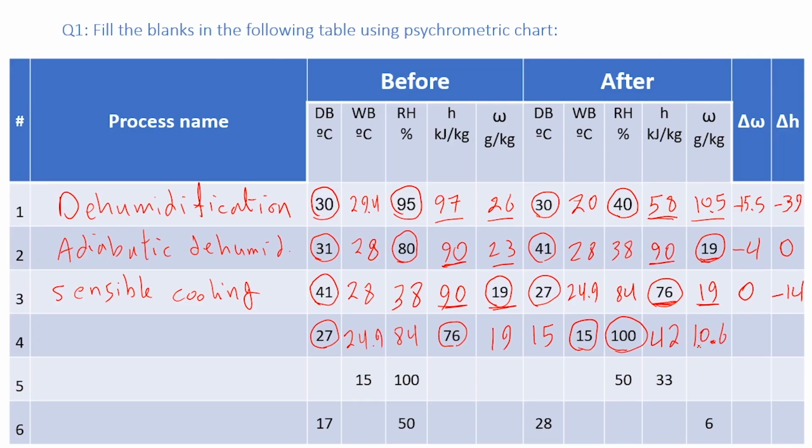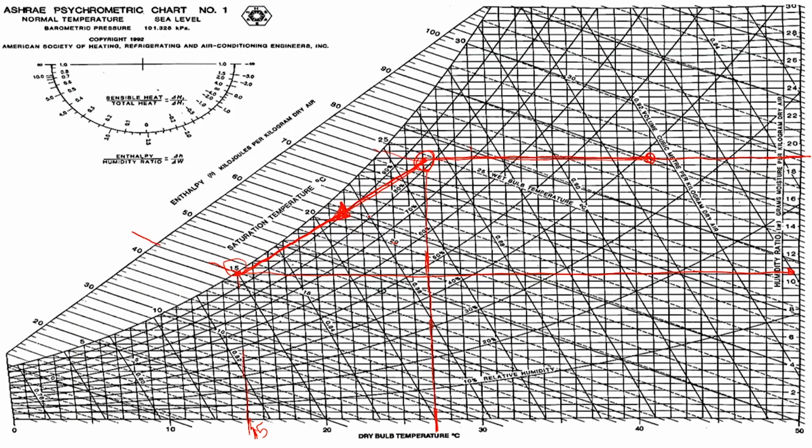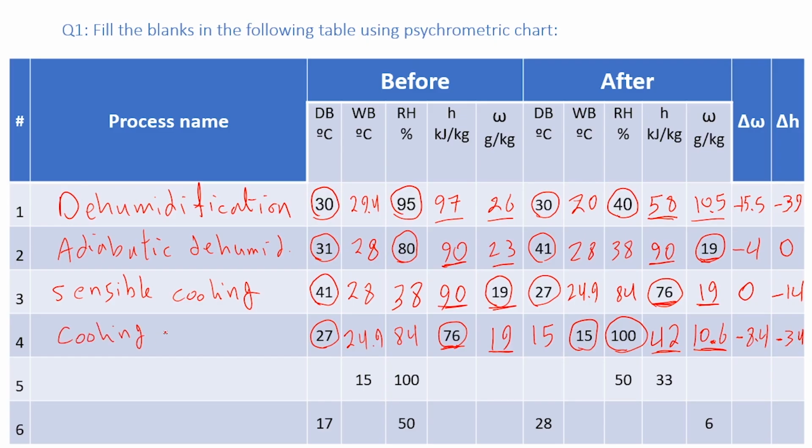So delta omega is 10.6 minus 19, which will give us minus 8.4. Delta H is 42 minus 76 will give us minus 34. So we draw the process line. We can see that the humidity is dropping. So this is dehumidification. Also, it goes from right to left. So this is cooling. So the process is cooling and dehumidification.